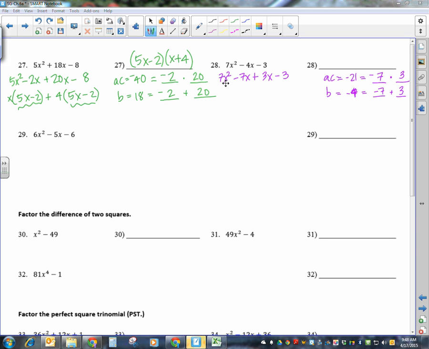And what do these have in common? They have a 7x, leaving me with x minus 1. And this has a common 3. Remember, we take down that sign, leaving me with x minus 1 again. These are the same. That is my common factor. x minus 1 times 7x plus 3.